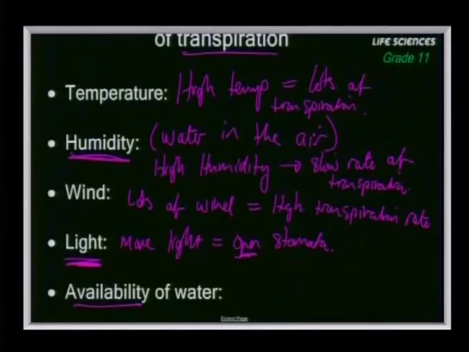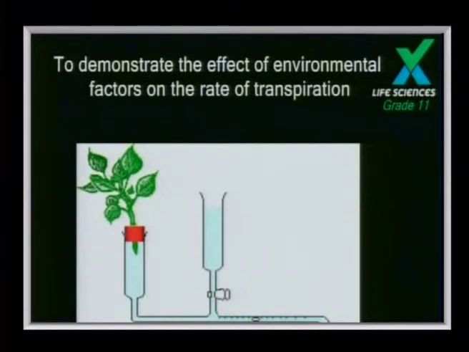It will wilt and die. So there must be lots of water available at the root side. If there isn't for the roots, eventually the water runs out and the plant will die. Okay, this experiment demonstrates the effect of environmental factors on the rate of transpiration.